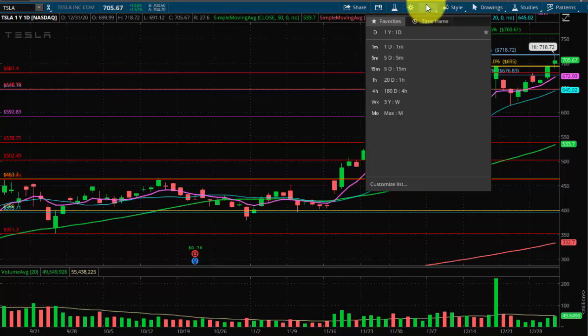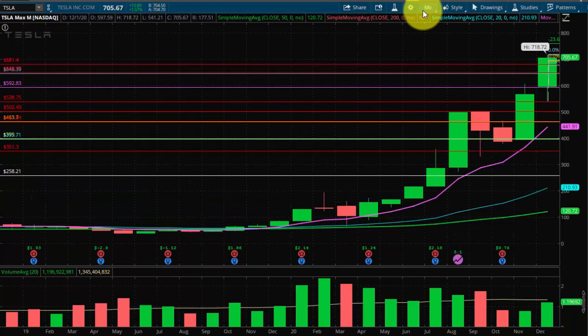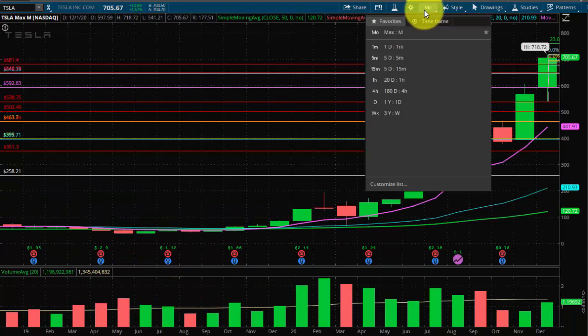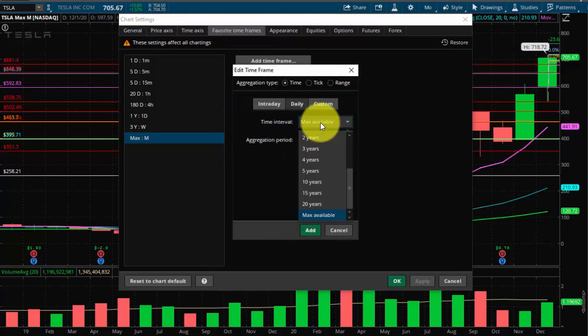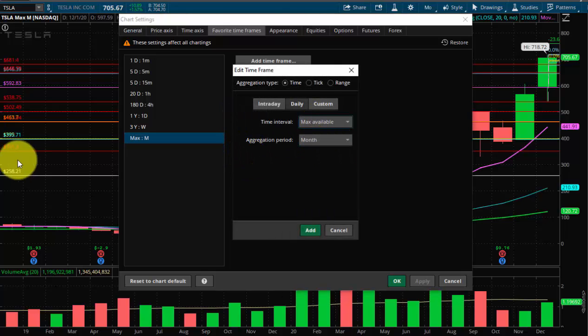At the end of every month and every year, I go out to the monthly. Okay, and just to be clear, the way that you do this in your trading platform is under your time frame setup. In Thinkorswim specifically, you customize the list, and then you can kind of tinker with it, right? Edit and set the time interval and the aggregation period. So in this case, each candle that we're looking at represents 1 month.